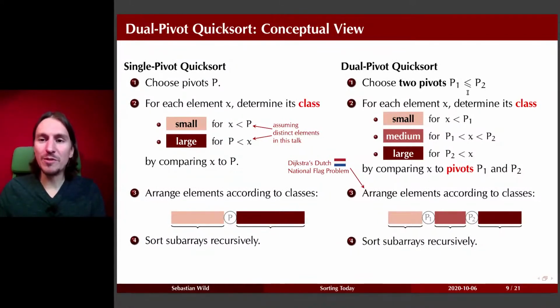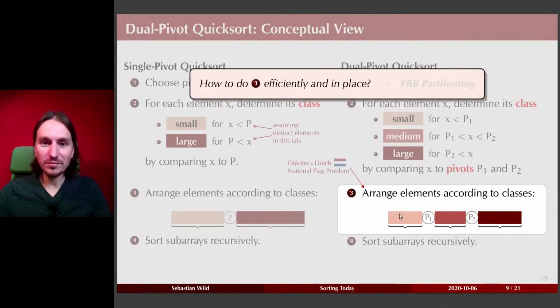We choose 2 pivots instead of 1. Well, I guess you were expecting that. Then for every element, we have 2 pivots we compare with, and there's 3 different outcomes. It can be smaller than both, larger than both, or between them. And of course, we have to rearrange according to 3 classes, all the small ones to the left, the medium in the middle, and the large ones on the right. And then we recurse on 3 parts instead of 2. I guess that's fairly natural and fairly straightforward.